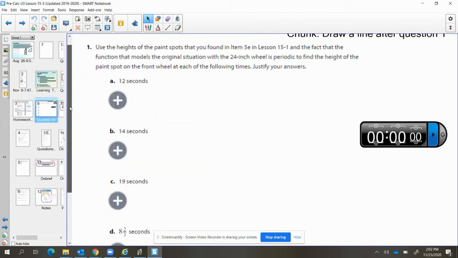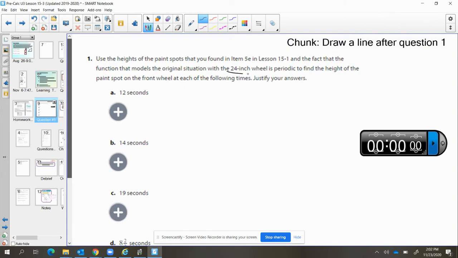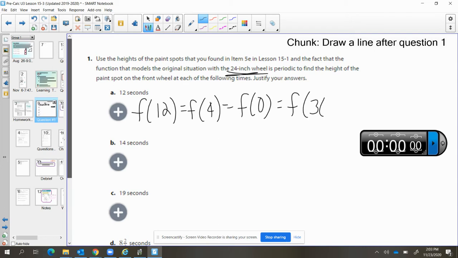So a reminder when we were talking about Stacy and her bike with that 24-inch diameter wheel. And a reminder that the wheel went around every 4 seconds. So if Stacy's pedaling at 12 seconds, that's going to be the same height off the ground as it was when she was pedaling at 4 seconds or 0 seconds, because she's just going around three full times to be 12, right? So it's that same idea as the original periods there.